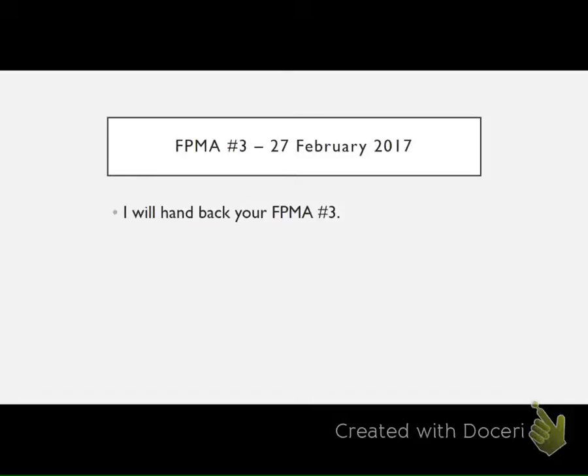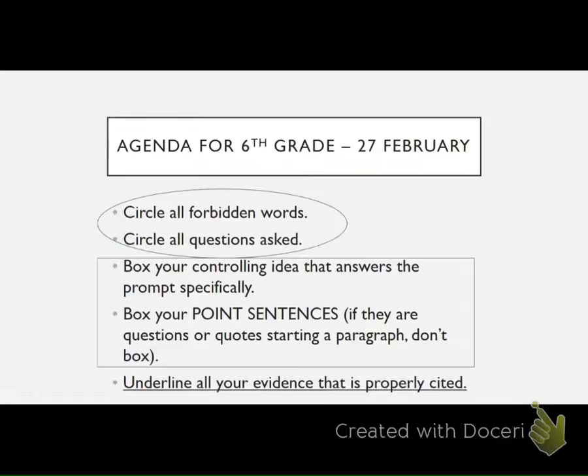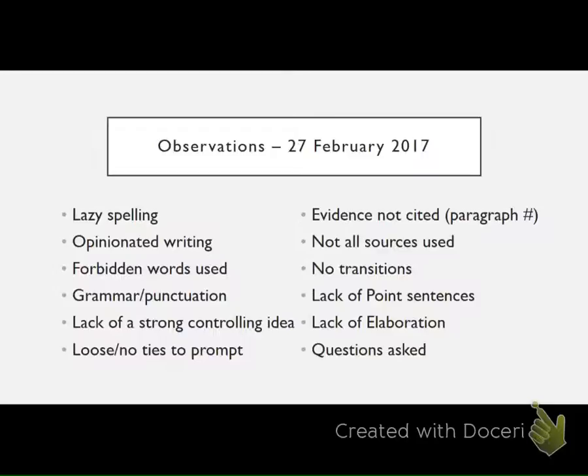So, I handed back your FPMA number 3, your third essay. And here's what we did in class. I had you circle all forbidden words that you used, all questions you asked. I had you box your controlling idea, box your point sentences, and underline all your evidence that was properly cited. Gives you a good indication as to what you were doing well and what you were not doing well. Okay? Here's all the things that I noticed after grading all of those essays.